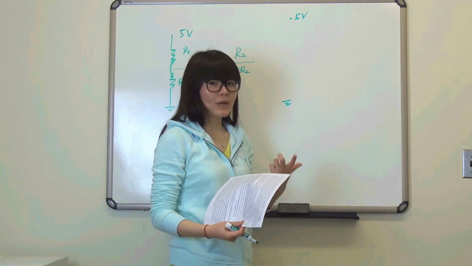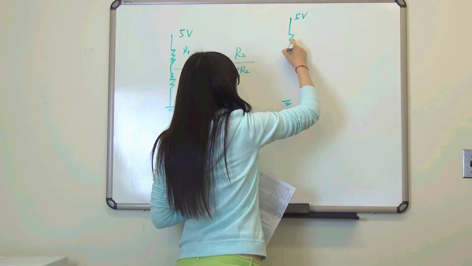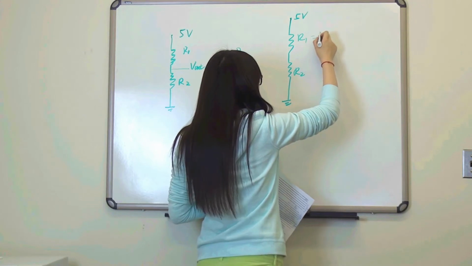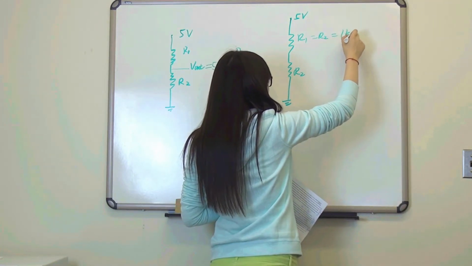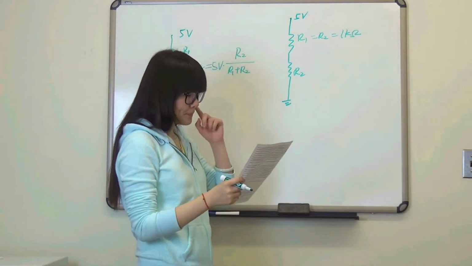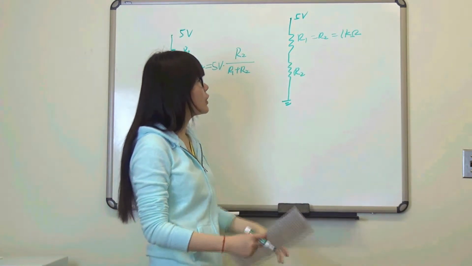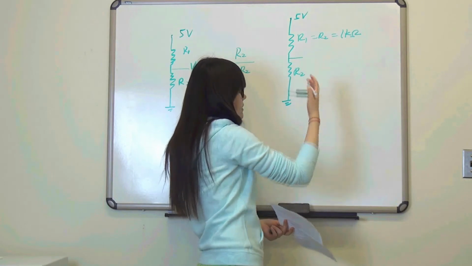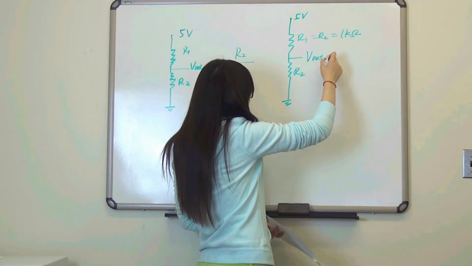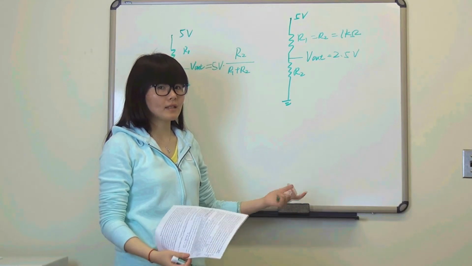Let's talk about an example here. Let's say you have R1 and R2, and R1 equals R2 equals 1 k ohm. You will find that every time you have 2 resistors of the same value, V out equals half of the original voltage. In this case, you will get 2.5 volts. It's really easy to understand.